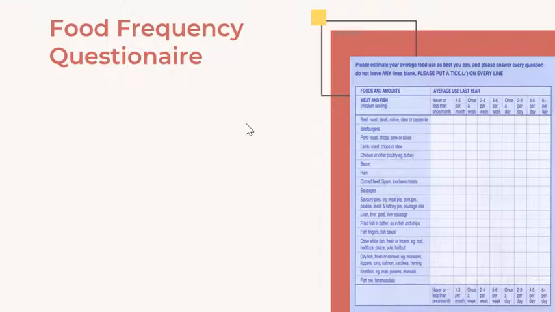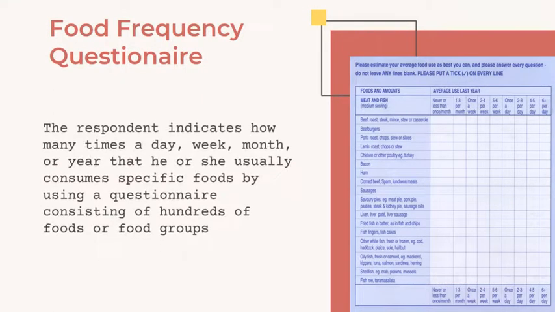And lastly, we have the food frequency questionnaire. The respondent indicates how many times a day, week, month, or year he or she usually consumes specific foods by using a questionnaire consisting of hundreds of foods or groups. This is how it looks. The foods are listed here, and you write or put a check as to how often you eat a particular food. For instance, for beef burgers, if you eat this six plus times a day, you put a check or a tick right there.